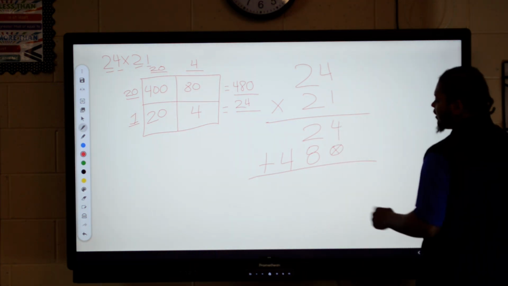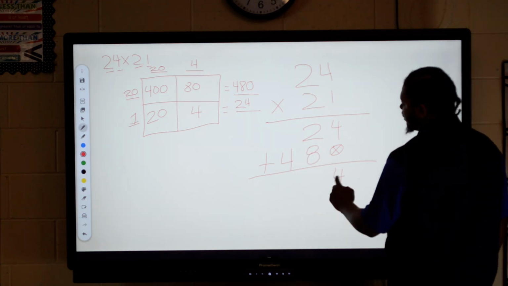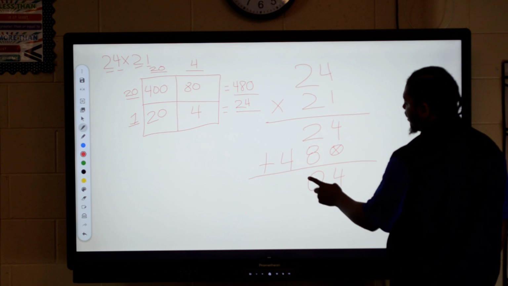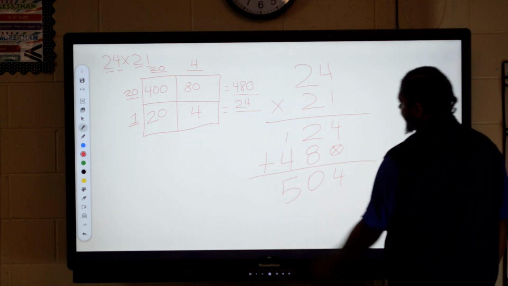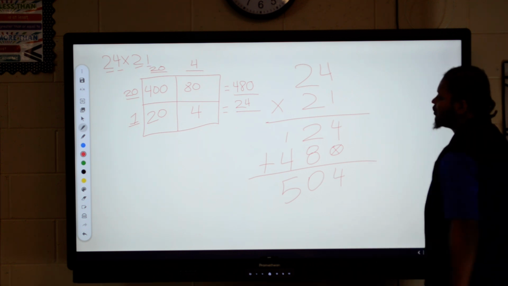So we have 4 plus 0 gives us 4. And then we have 2 plus 8, which gives us 10. We put the 0 down, carry the 1. 4 plus 1 is 5. So we know that our answer through standard algorithm is 504.